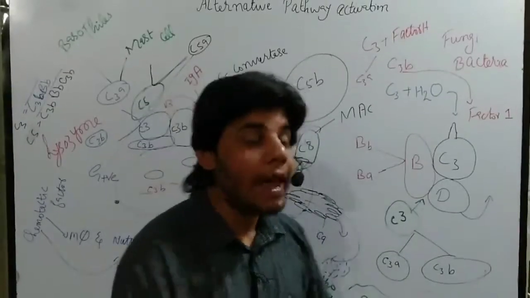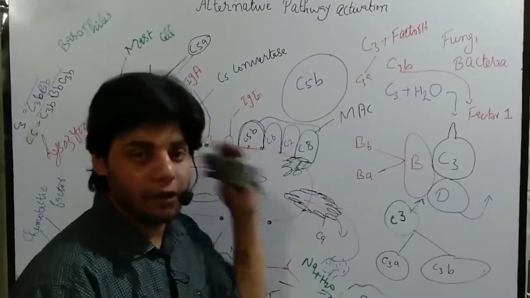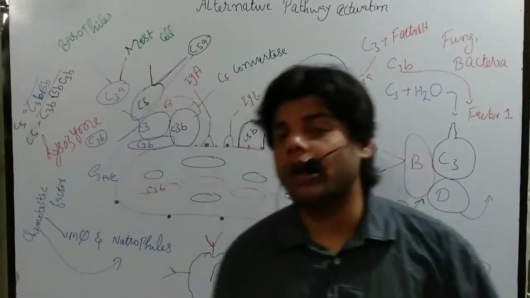So that's in a sense about the alternative pathway: how the alternative pathway is activated, how it can kill the bacteria, and how the pores are created. Okay, I hope you get an idea about the alternative pathway.